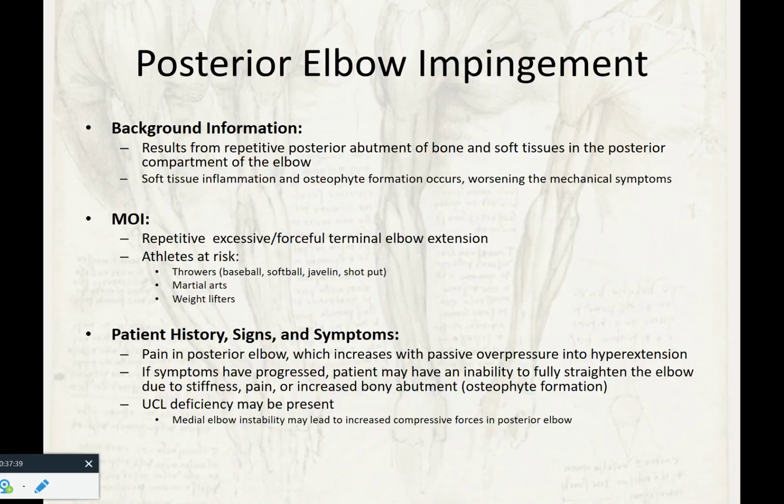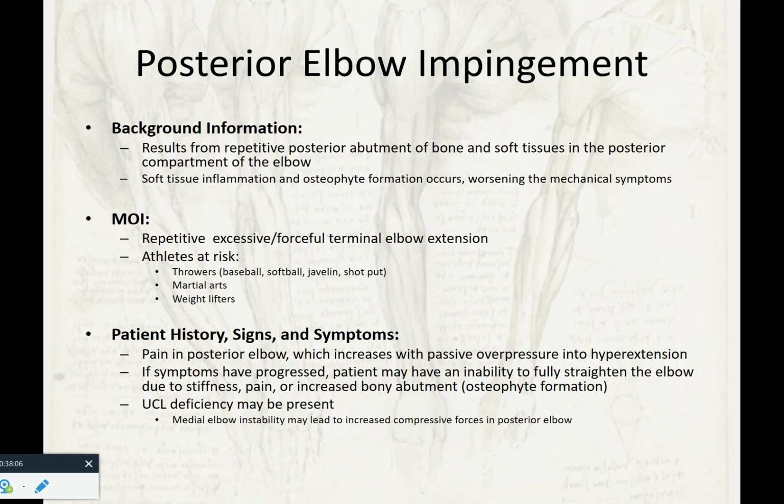And I believe this is our last medical diagnosis for this Part 1 series, so hang with me. We have posterior elbow impingement. This results from repetitive posterior abutment of bone and soft tissues in the posterior compartment of the elbow. Soft tissue inflammation and osteophyte formation occur, worsening the mechanical symptoms. Mechanism of injury: repetitive, excessive, forceful terminal elbow extension.